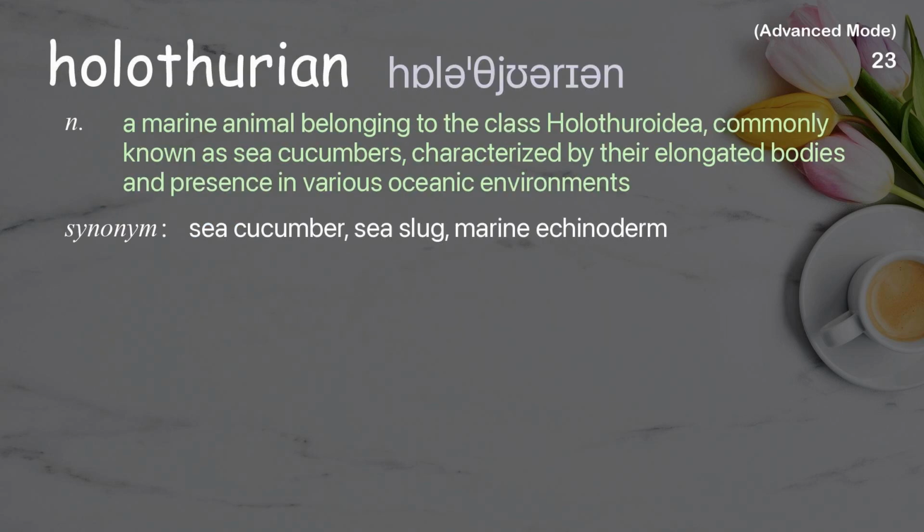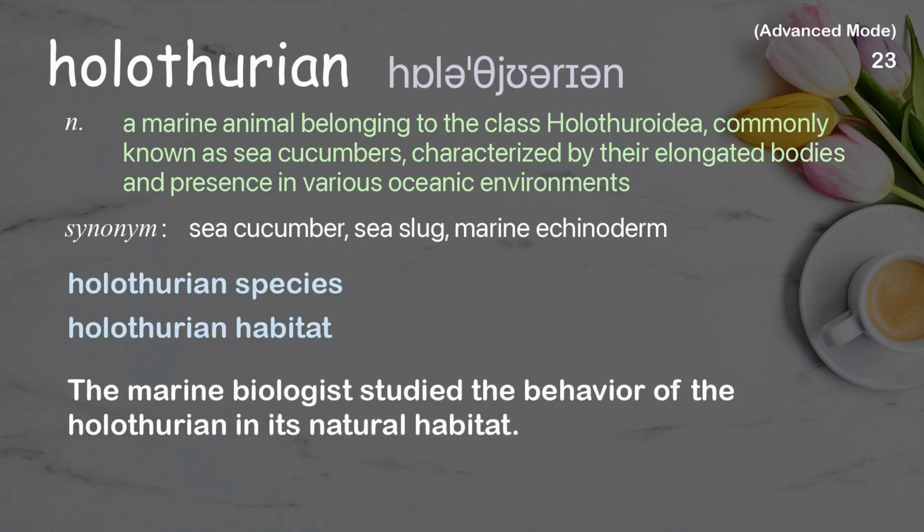Holothurian. A marine animal belonging to the class Holothuriidea, commonly known as sea cucumbers, characterized by their elongated bodies and presence in various oceanic environments. Examples: Holothurian species. Holothurian habitat. The marine biologist studied the behavior of the holothurian in its natural habitat.